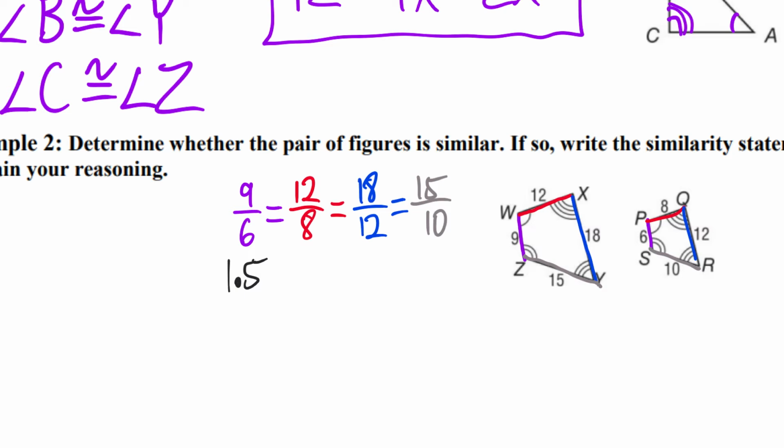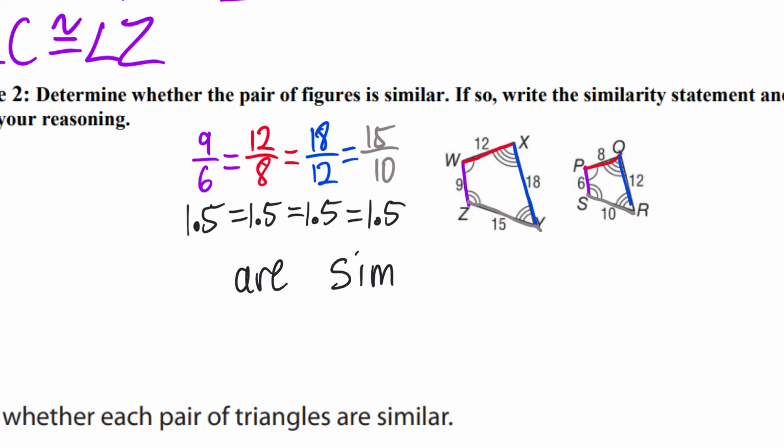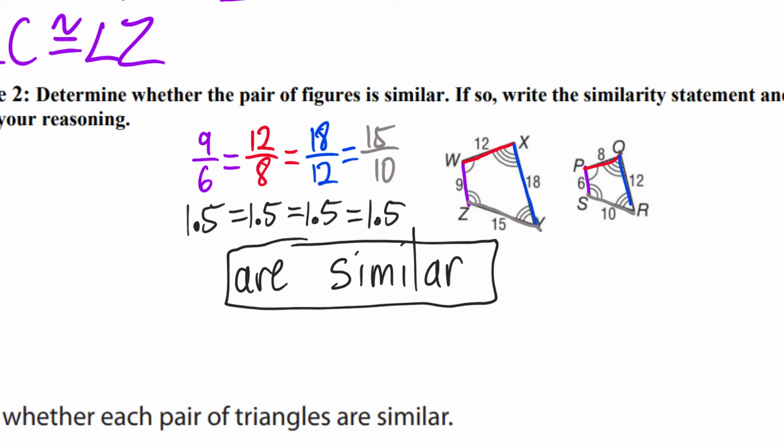Okay, what's 12 divided by 8 as a decimal? 1.5. What's 18 divided by 12? It's 1.5. And then 15 divided by 10 is 1.5. Okay, so actually this is good. All of those are equal. So since all of those ratios are equal to each other, that tells me that these two are similar to each other. These two are similar to each other because of what we saw right here.